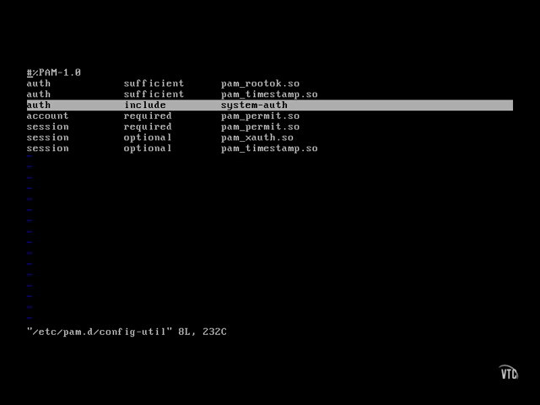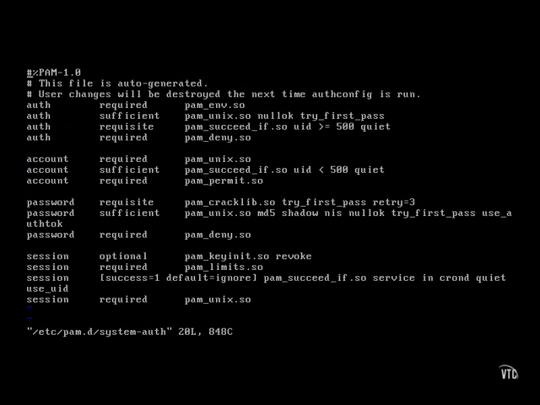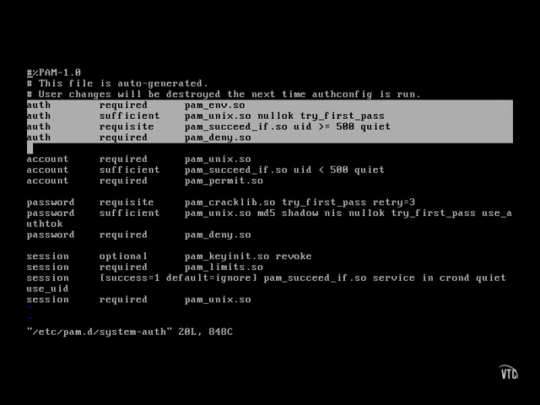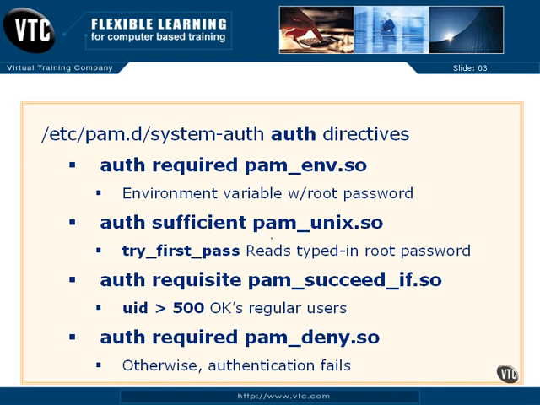Okay, let's take a look at these directives. There are 4 directives in that system-auth file. The first directive sets an environment variable associated with typing in that root password. The next directive takes the root password from what's typed into the text box. The following directive checks to see if it's a regular user with a user ID of greater than or equal to 500. Yeah, that's a greater than sign, but what it really means is greater than or equal to.